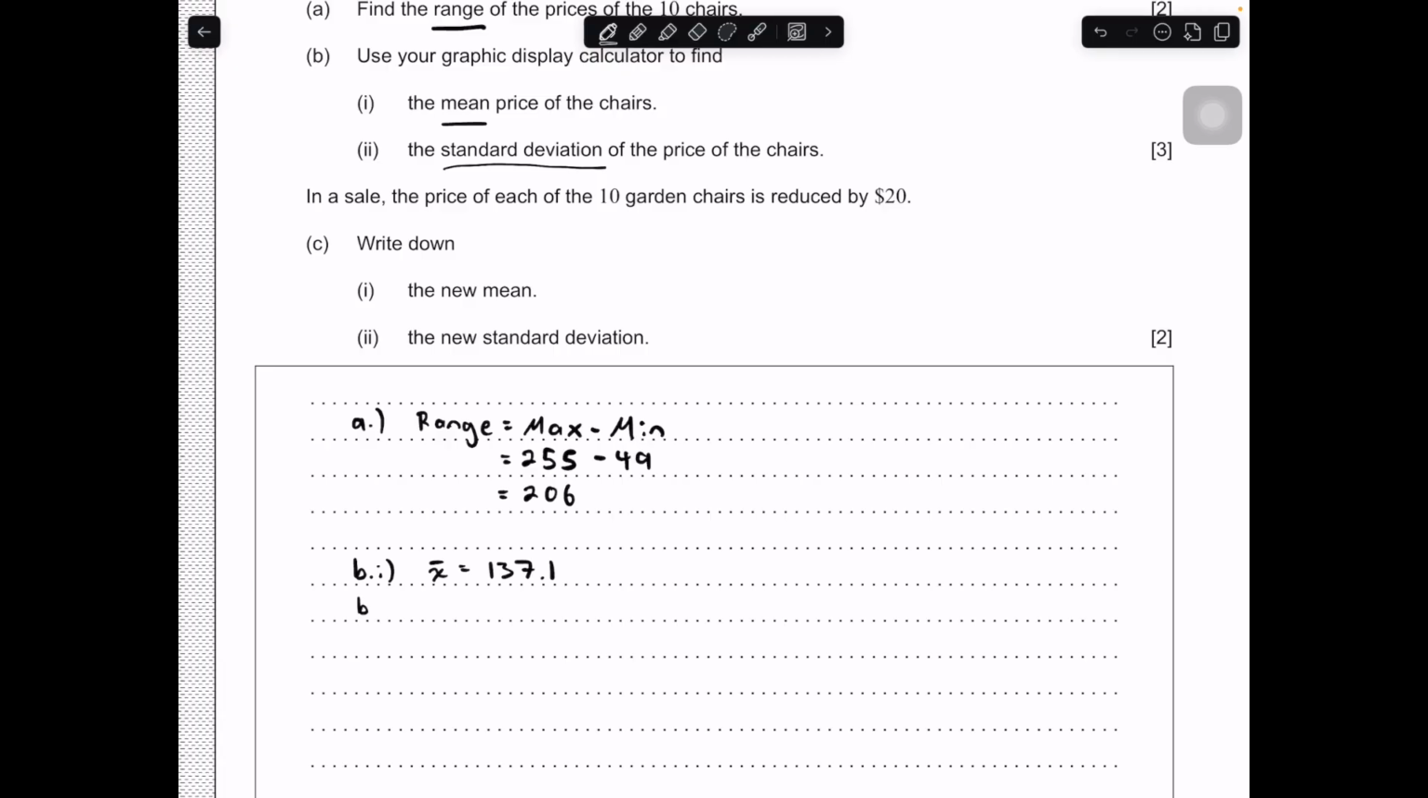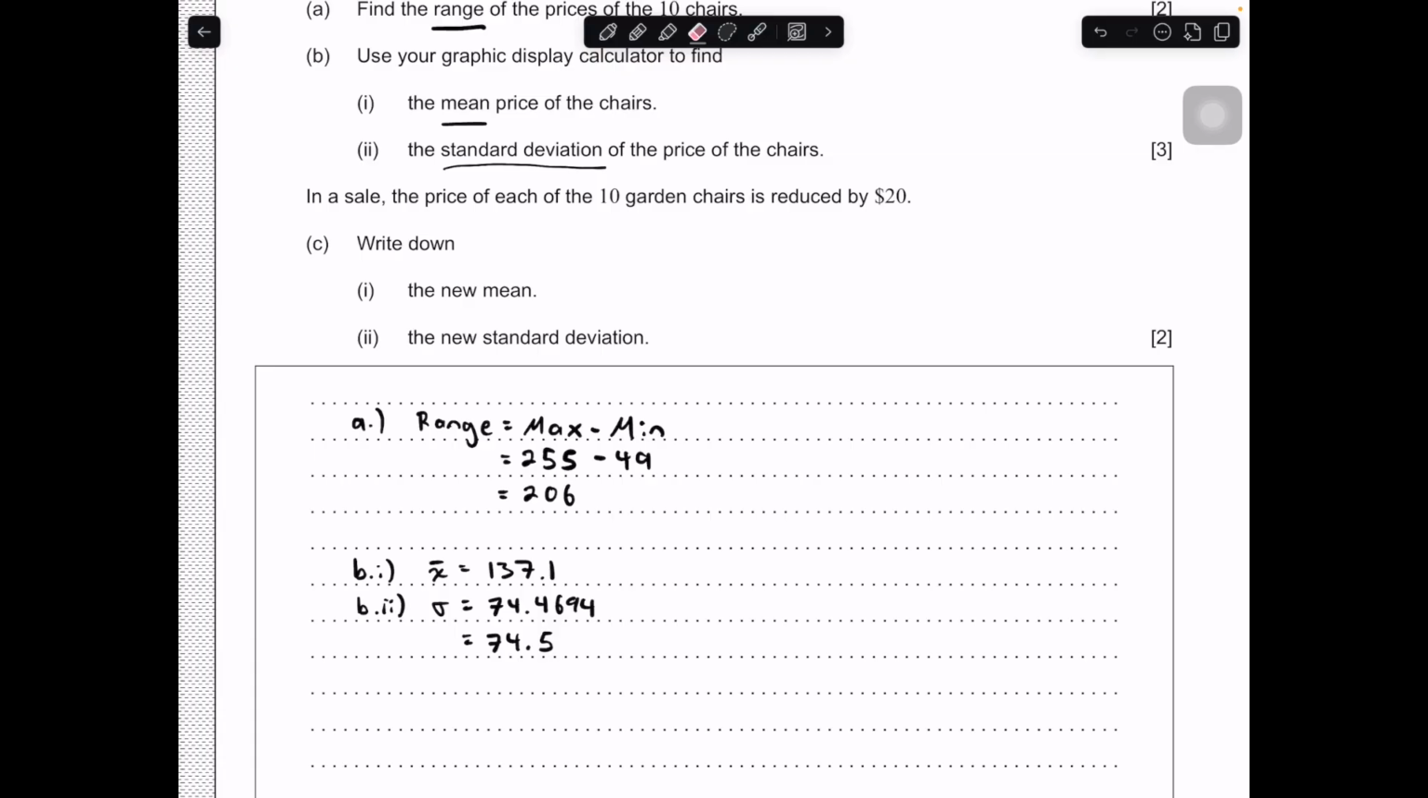So let's go B2 standard deviation, which is 74.1694, or let's round this to 3 significant figures, 74.5. Good. All right, let's go on. In a sale, the price of each of the 10 garden chairs is reduced by $20.